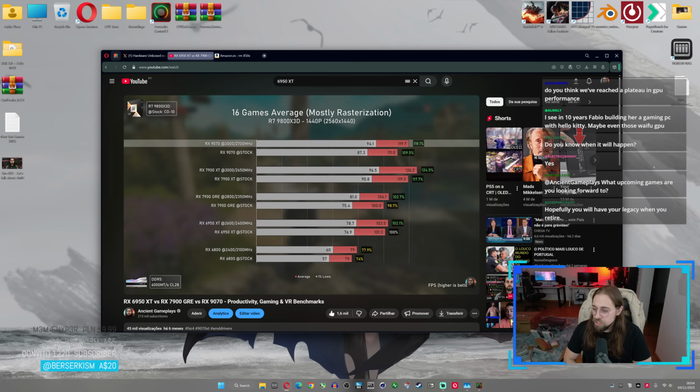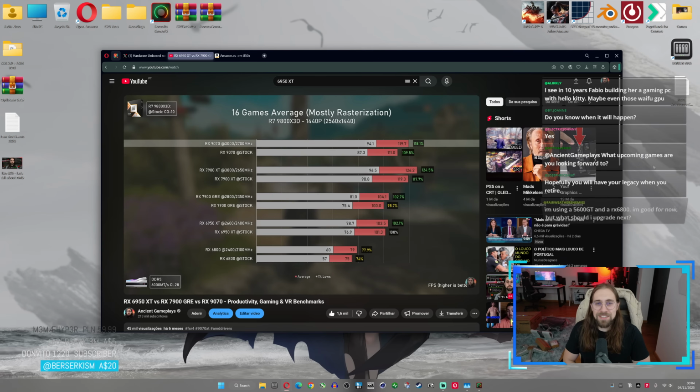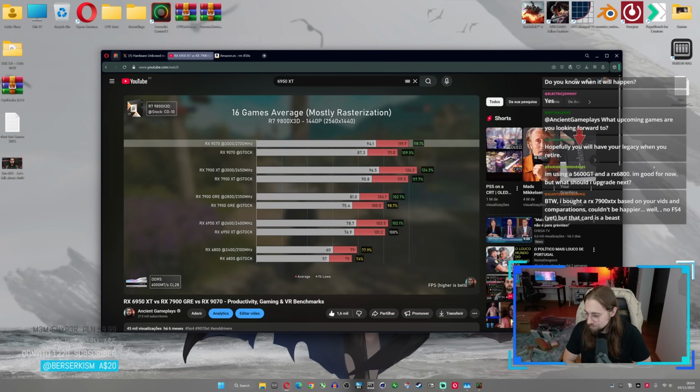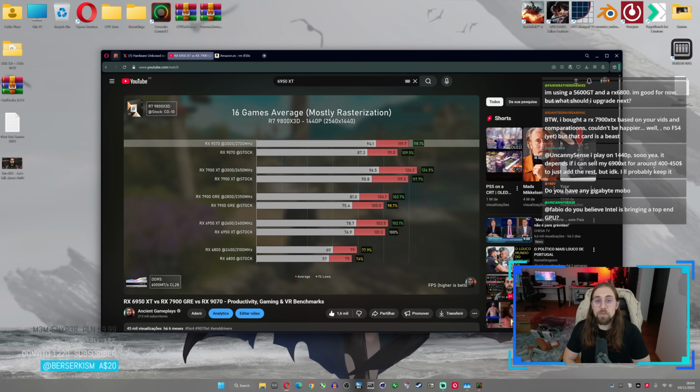Do you think we've reached a plateau in GPU performance? Nah, there's much more to improve, believe me. Sometimes companies just make that plateau happen because they want to get more money. But yeah, I'm not saying it's easy to overcome that plateau, but it's definitely doable.